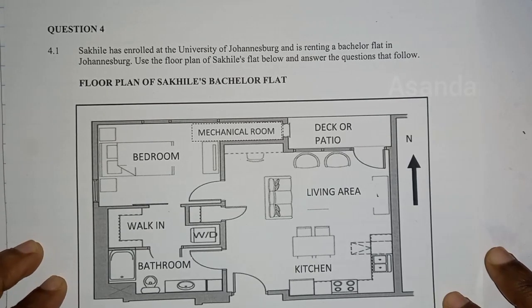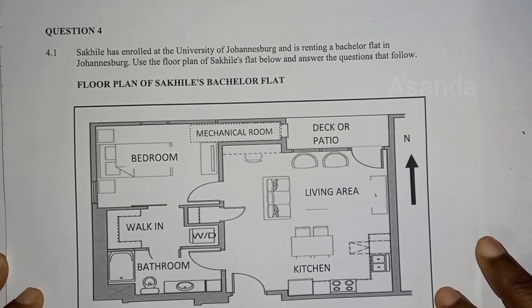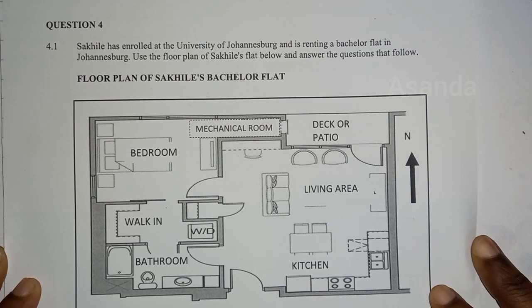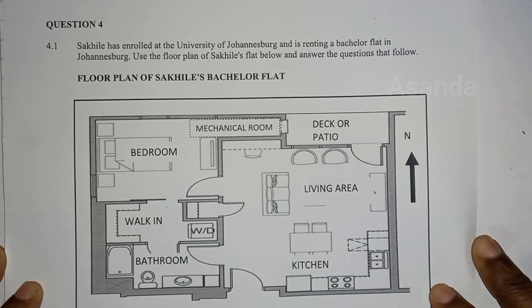Welcome to question 4, Gauteng paper 2, 2022. We are on the second last question. 4.1, Sakila has enrolled at the University of Johannesburg and is renting a bachelor flat in Johannesburg. Use the floor plan of Sakila's flat below and answer the questions that follow.